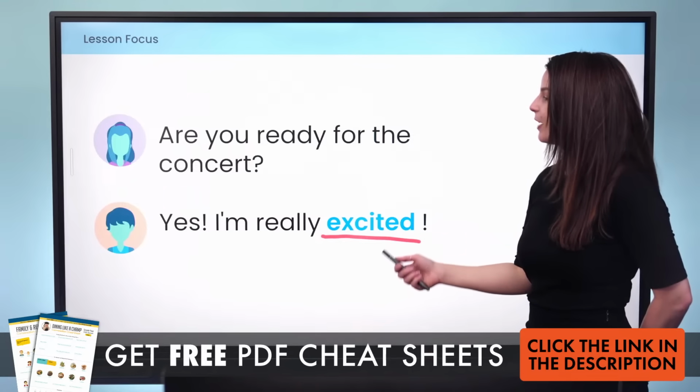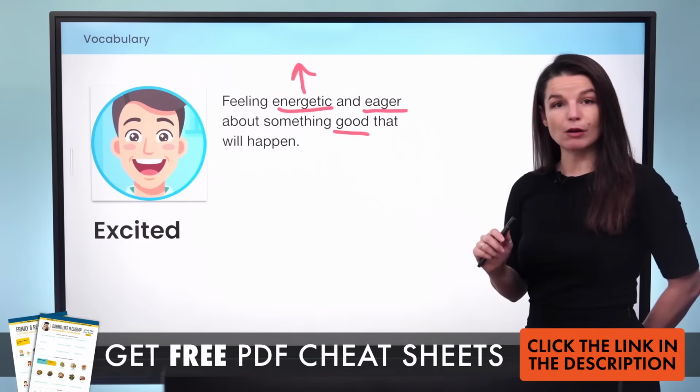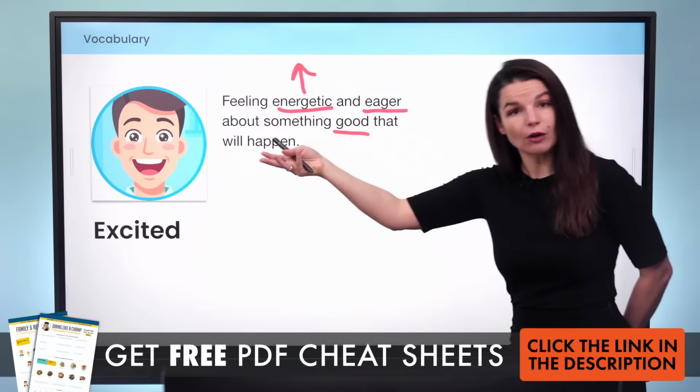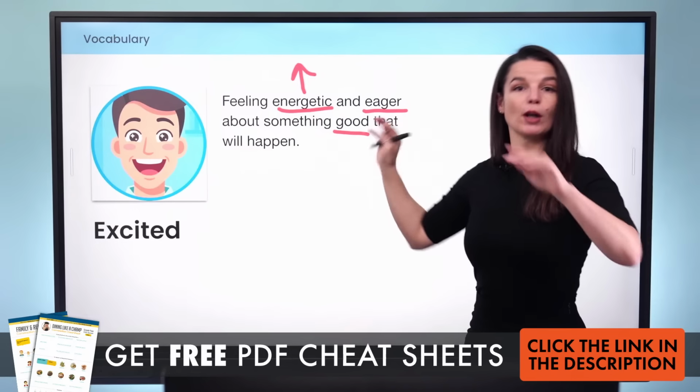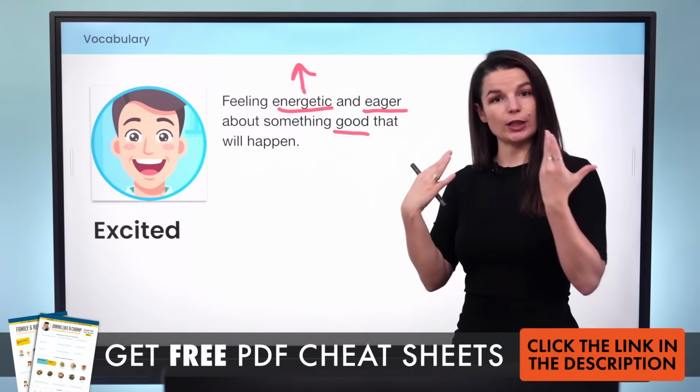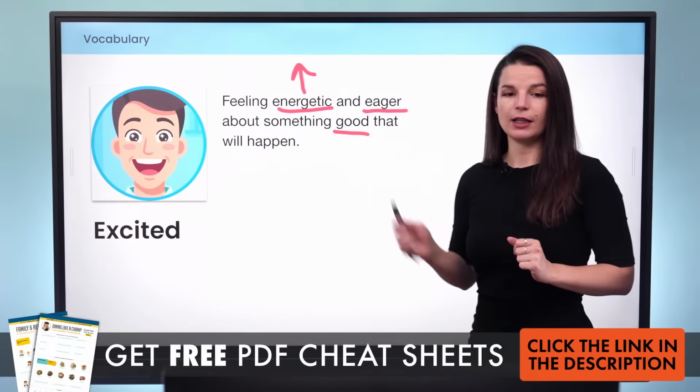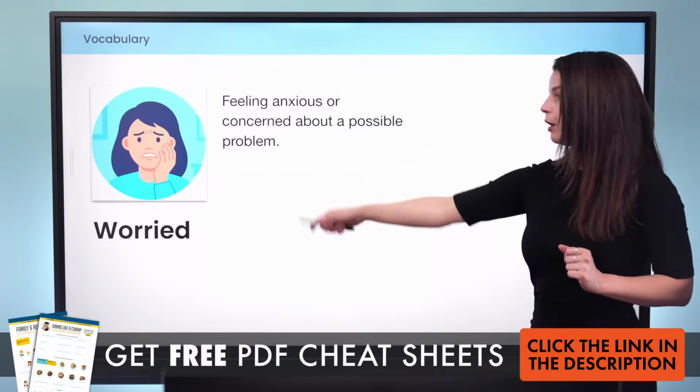Excited can mean motivated. I'm excited to start my new job, for example. Excited means you are ready and you want to do something and you feel good and positive about it. Okay, let's continue to worried.